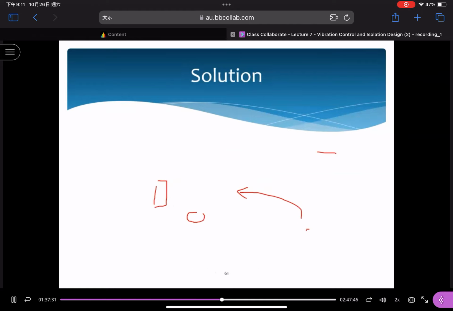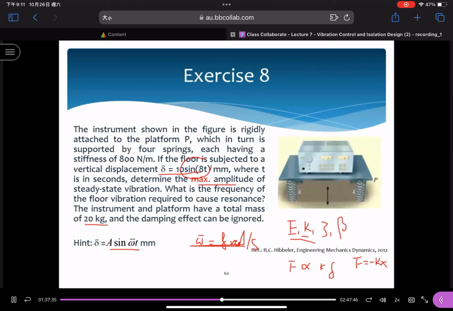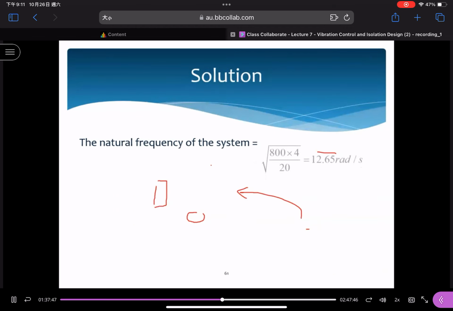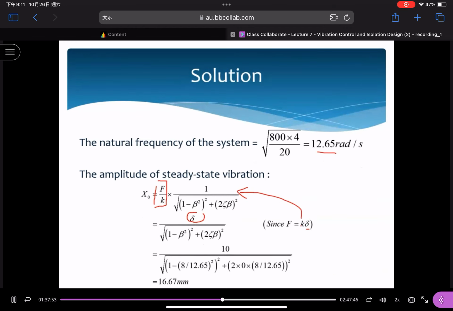Why do we not need to consider this one, psi omega t? Because we are now going to find the maximum response, the maximum case. So the maximum displacement in this case is 10, correct? When we put sigma equal to F divided by k, the upper part is 10.